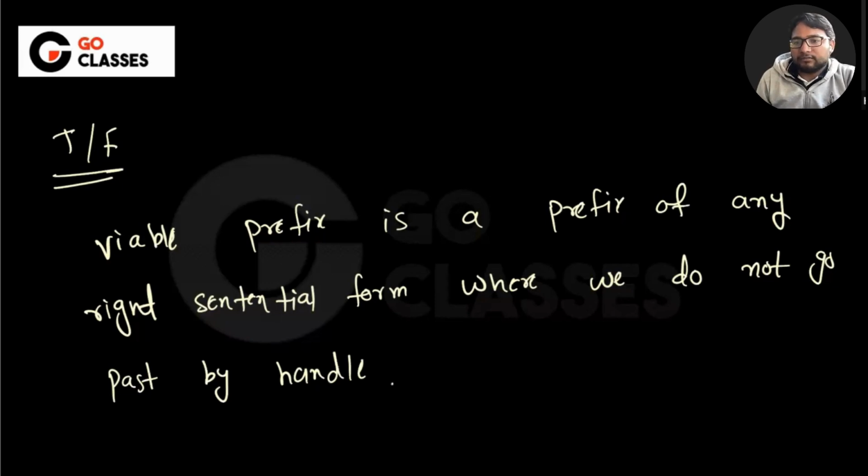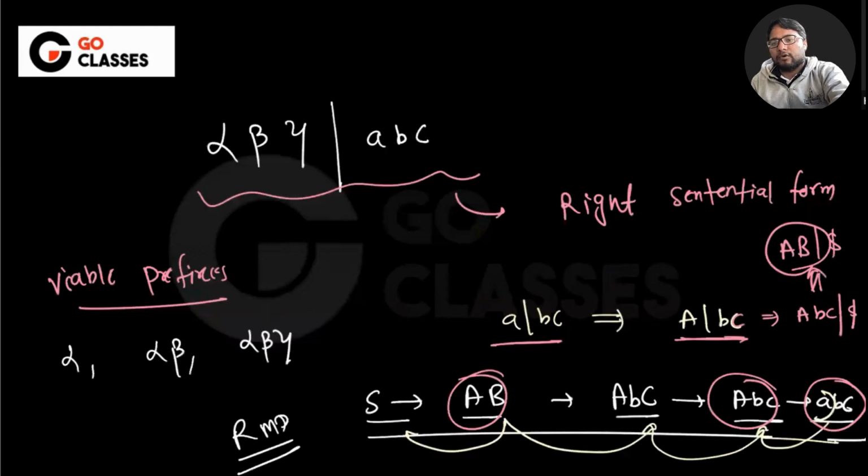Given any right sentential form, see, I give you any right sentential form. Let's suppose ABC. Can you tell me what are the viable prefixes here? If ABC is the right sentential form, then what could be the content of the stack? The content of the stack is this much only, right? Then if BC is the handle, then you can have A. So what is the viable prefix here?